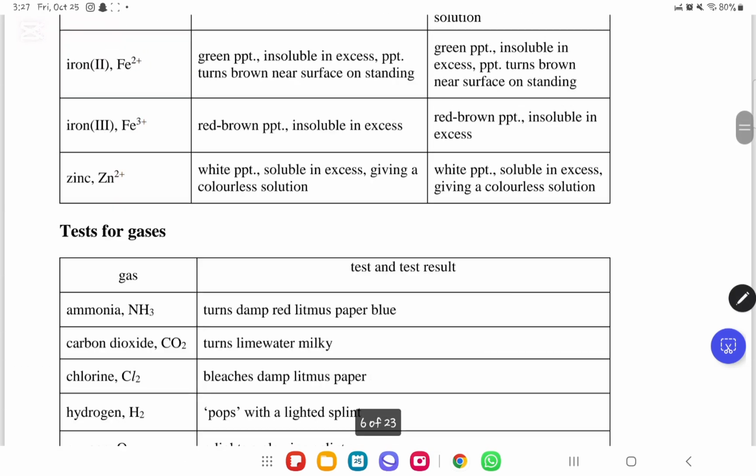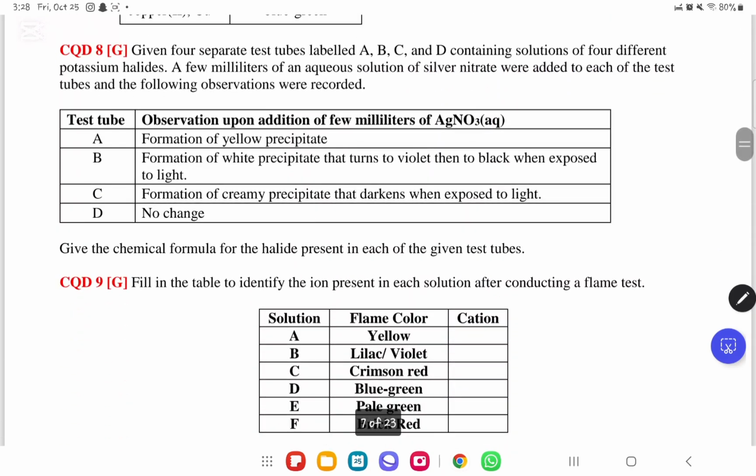Now we have the tests over here, very important to memorize them, and we go all the way to CQD number 8. By memorizing it, we will just scan through it quickly. They told us they put 4 different potassium halides. Then they added silver nitrate, which is AgNO3. The halides are, or the potassium halides to be exact, K, because K is potassium.